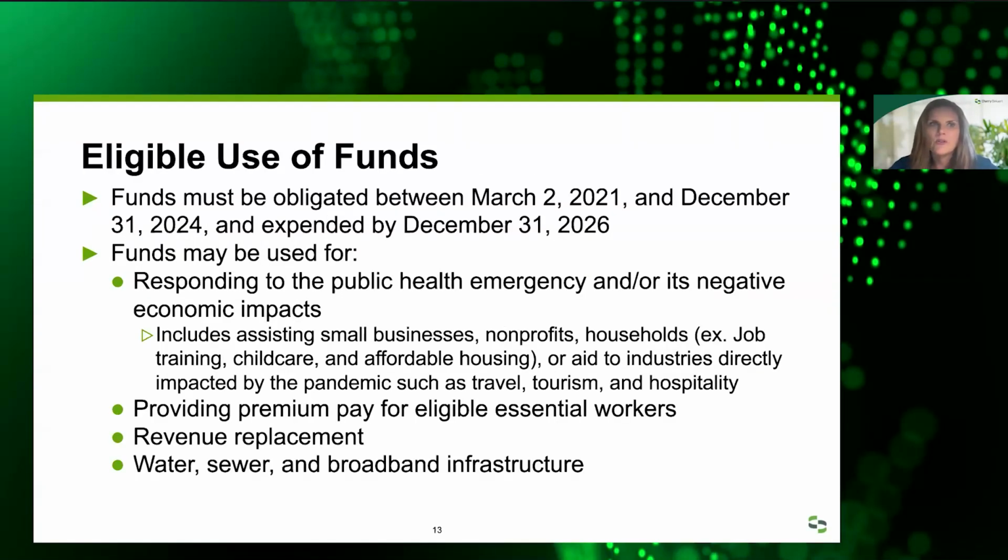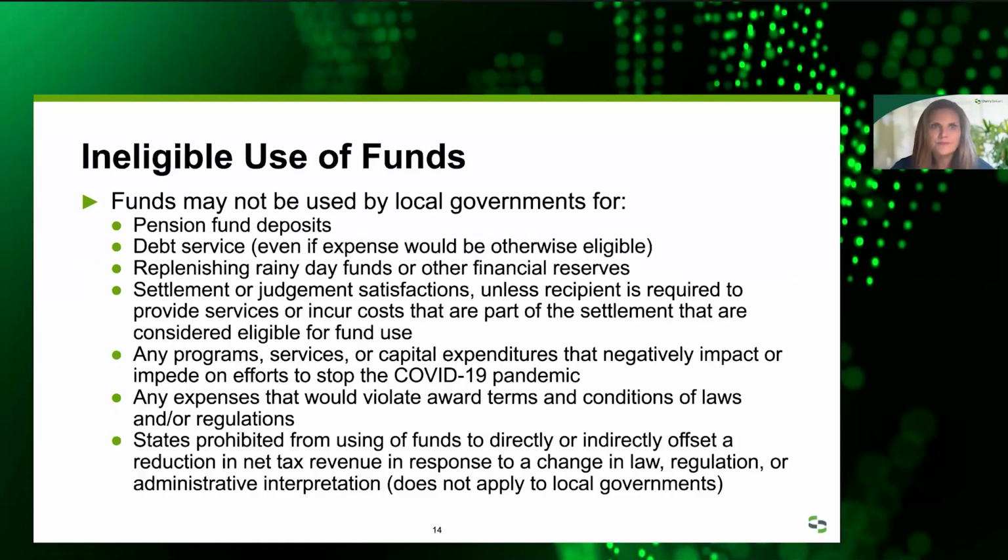Eligible uses of funds: small businesses, nonprofits, all of those have health and emergency funding available, eligibility for premium pay for essential workers, revenue replacement, water and sewer infrastructure, broadband infrastructure. These are really important projects that we've all done and used to obligate these funds. Ineligible uses, you can read that. I'm sure mostly everyone knows this, so it's just a reference point. But the main things are the infrastructure, the public health response, and the pay that these ARPA funds are going for.